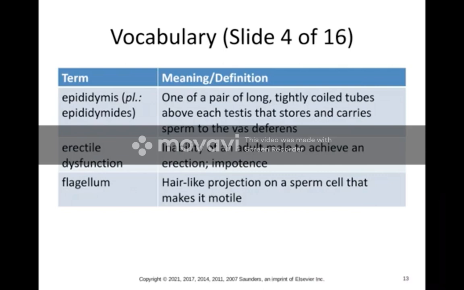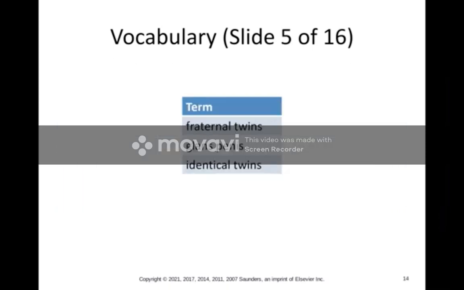Epididymis, or plural is epididymides. The singular epididymis is one of a pair of long, tightly coiled tubules above each testis that stores and carries sperm to the vas deferens. Erectile dysfunction is the inability of an adult male to achieve an erection. It's also called impotence. Flagellum is the single hair-like projection on a sperm cell that makes it motile, or makes it move.